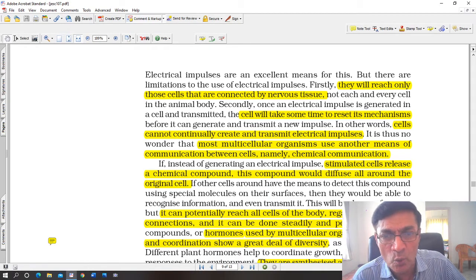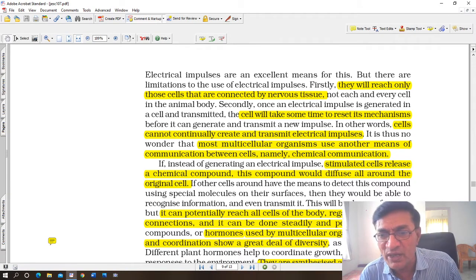It is thus no wonder that most multicellular organisms use another means of communication between the cells, namely chemical communication. And that is where hormones come into the picture. Hormones are chemicals secreted by different parts of the body. उसकी वजह से पूरा body respond कर सकता है.